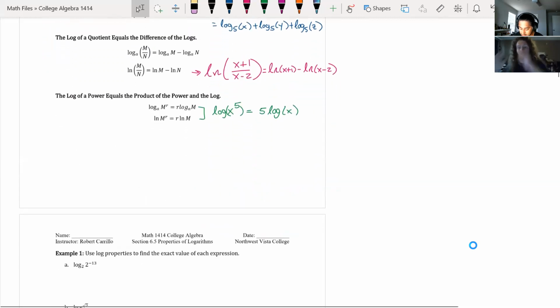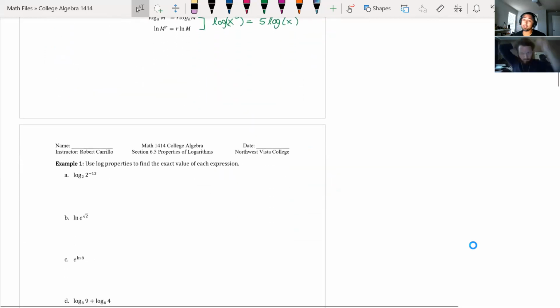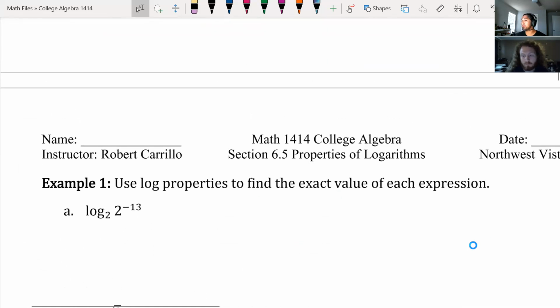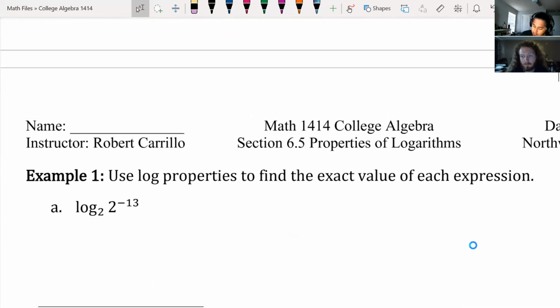Okay. Let's go ahead and do some practice with the rules we just learned above. Use log properties to find the exact value of each expression. So we have log base 2 of 2 to the negative 13. The base of the log is the same as the number inside the log. These will cancel and leave you with just negative 13.